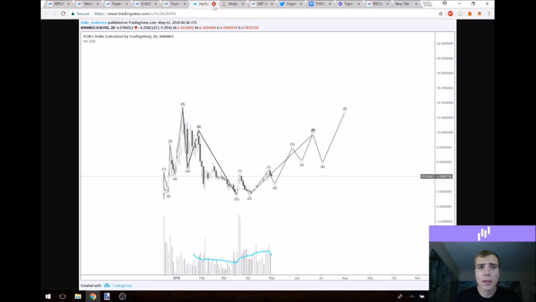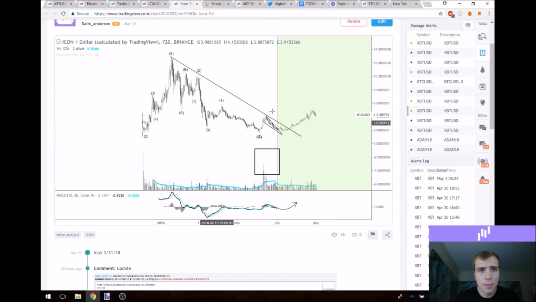Let's get into the bigger picture moves and the TA. I will go ahead and drop this chart and the chart that we're about to make in the description so that you can follow up on both of them along the way.